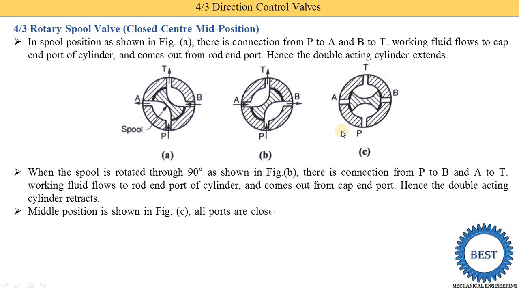Now this diagram C is for the middle position. So the middle position is shown in figure C. All the ports are closed. Okay, so here you see the oil is coming from the pump entering the P port, and from the P port oil is not supplied yet to any port. That means the P port is closed. Okay, here you see the T port is closed. Okay, the A port is closed, means the cap end port side is also closed, and here you see the B port is also closed, means the rod end port is also closed. Okay, so this is the closed center mid position.